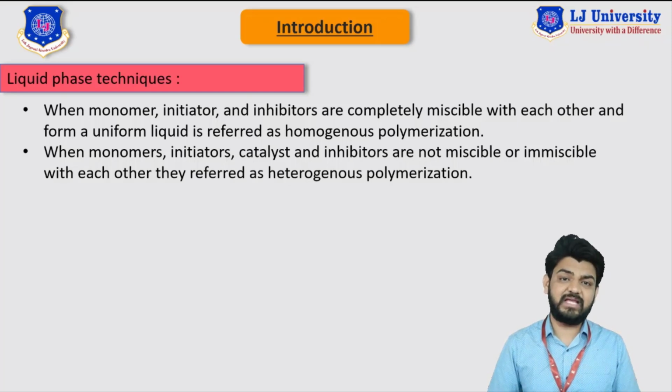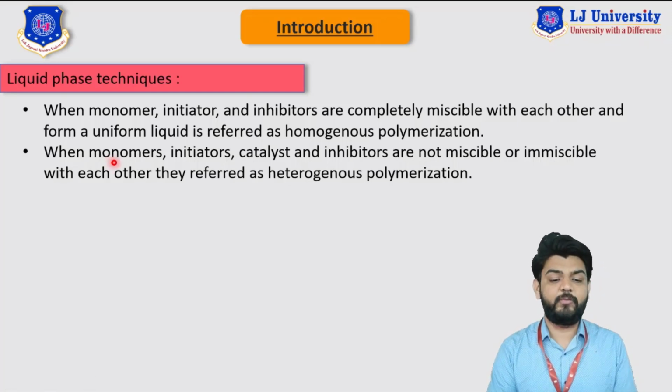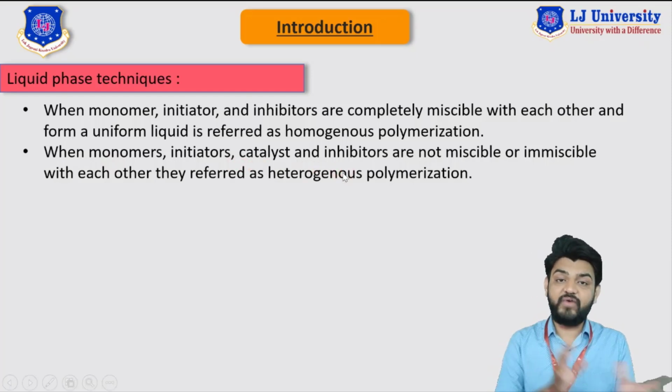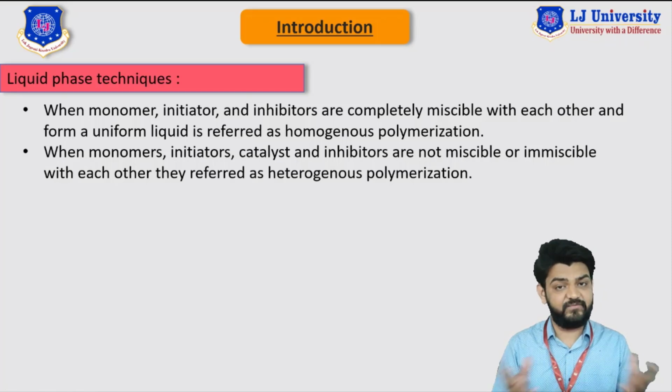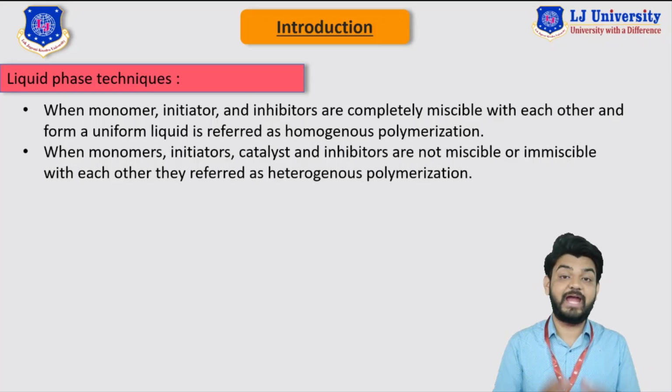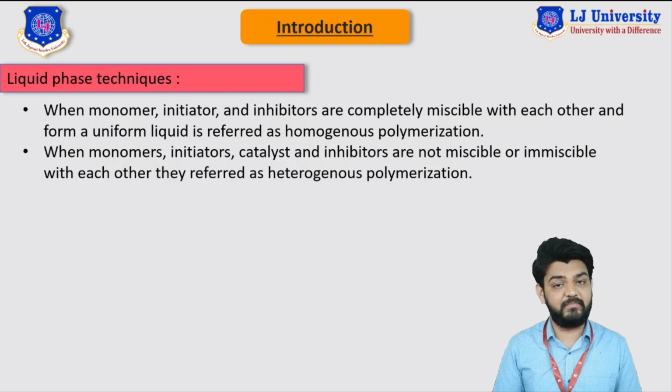The next thing that comes to our mind is when your monomer, initiator, catalyst and inhibitor are of different phases, right? They are not completely miscible with each other. So they will not form a single phase. They will form a heterogeneous phase. So there will be more than one phase, and that we term as the heterogeneous polymerization reaction.